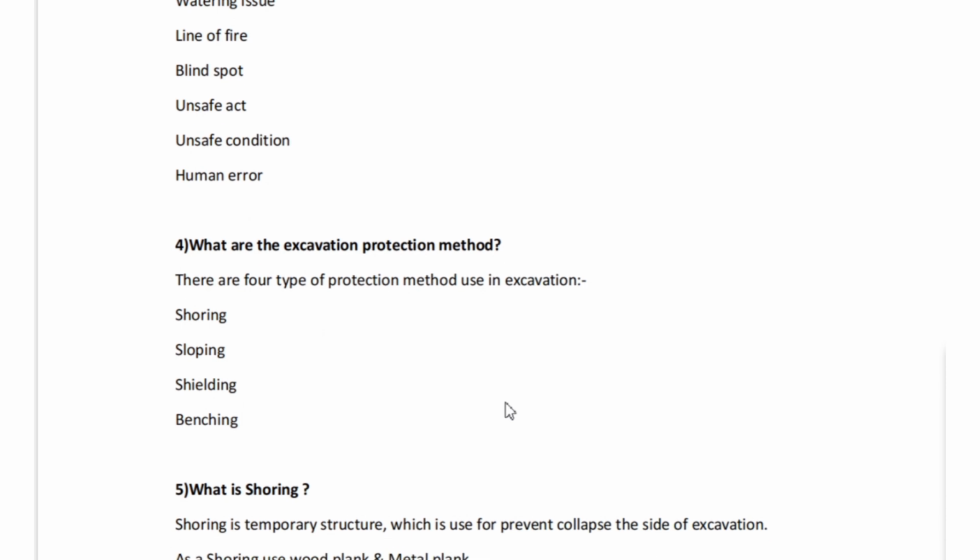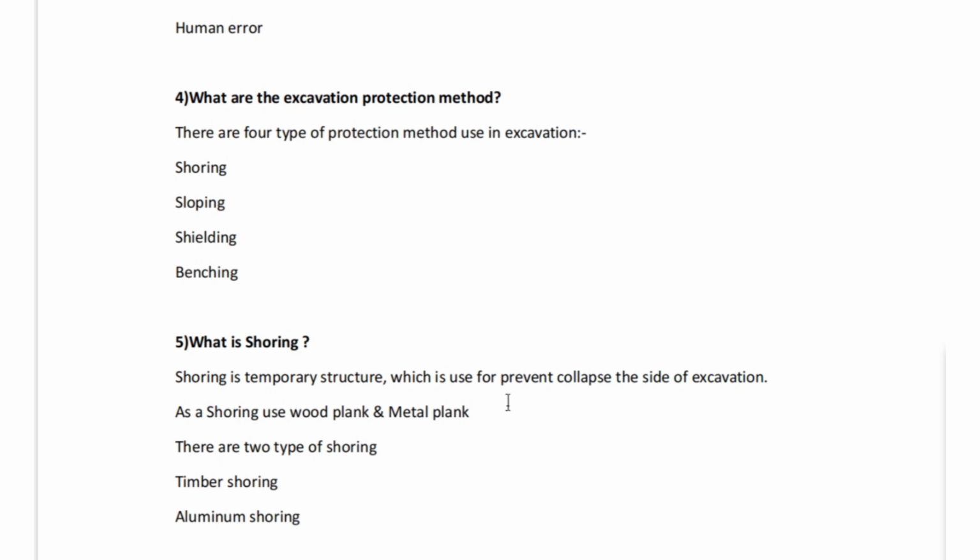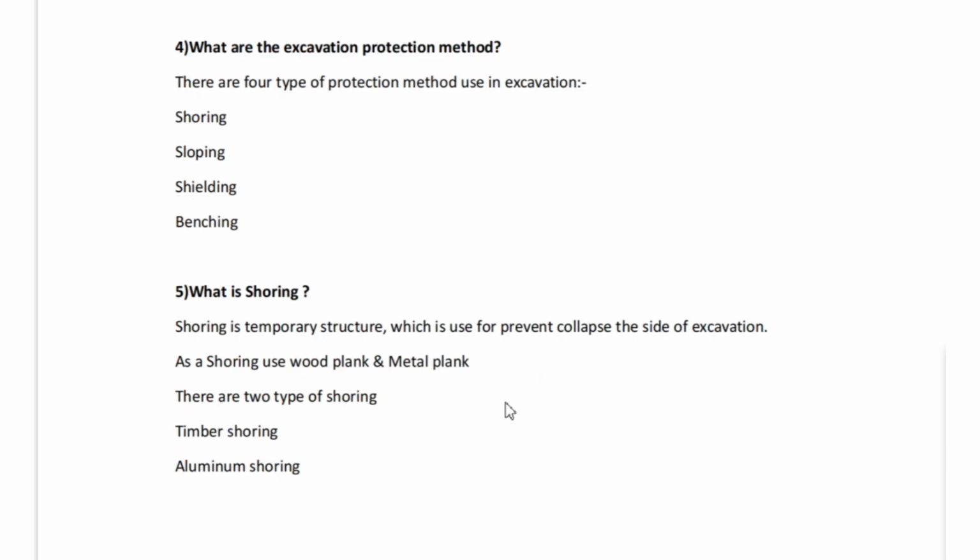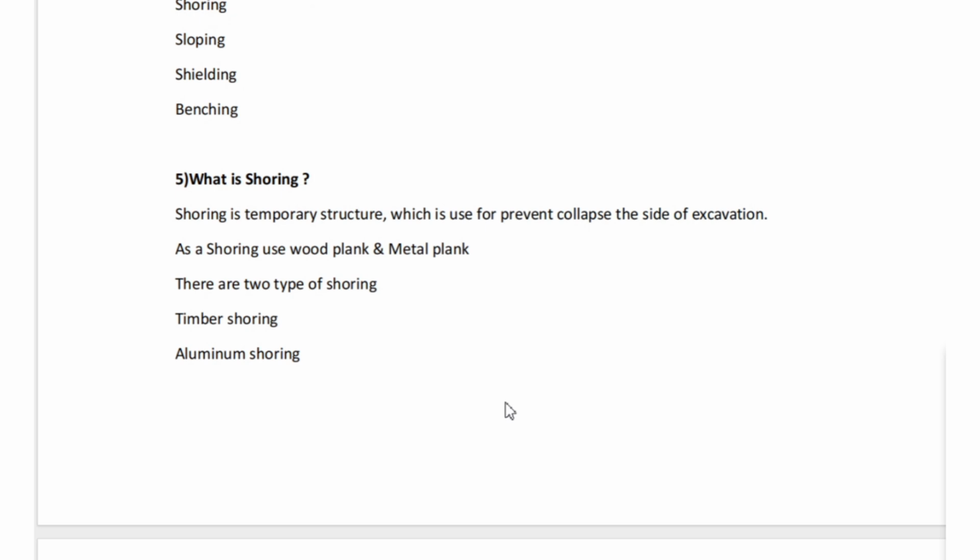Next, what are the excavation protection methods? There are 4 types of protection methods generally used in excavation: shoring, sloping, shielding and benching. What is shoring? Shoring is a temporary structure used to prevent collapse of the sides of excavation. Wood plank and metal plank are used as shoring. There are 2 types of shoring: timber shoring and aluminum shoring.